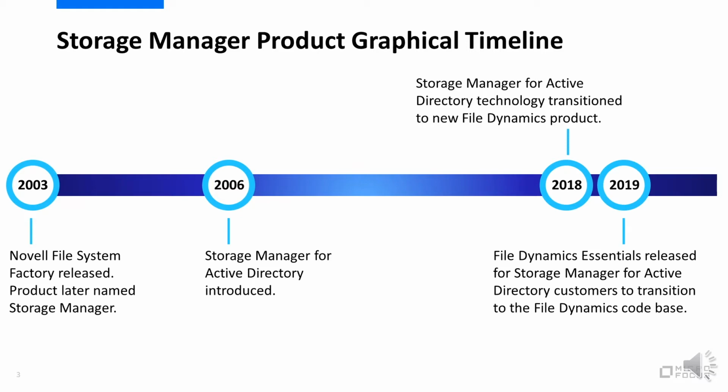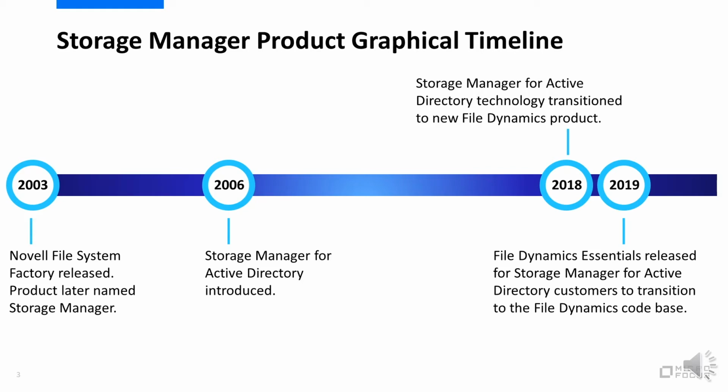In 2018, the differences for the two platforms were going to be so dramatic that it was decided to move the Storage Manager for Active Directory technology to a new product that was called File Dynamics. This new product had all of the identity-driven policies of Storage Manager for Active Directory, but offered new target-driven policies that introduced an extensive set of data management, protection, and security capabilities that had never been available before. The hope was that Storage Manager for Active Directory customers would take advantage of these new capabilities by upgrading directly to File Dynamics, but not all customers did so.